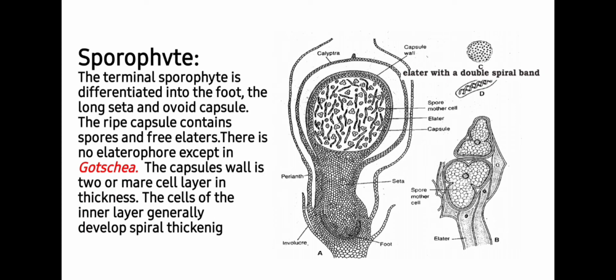The mature sporophyte is differentiated into foot, long seta, and a wide capsule. The ripe capsule consists of spores and free elaters. There is no elaterophore except in Goldstia. The capsule wall is 2 or more cell layers in thickness. The cells of the inner layer generally develop spiral thickening.